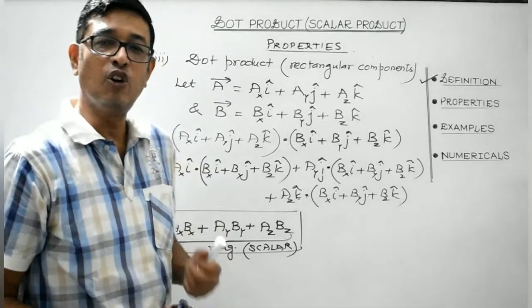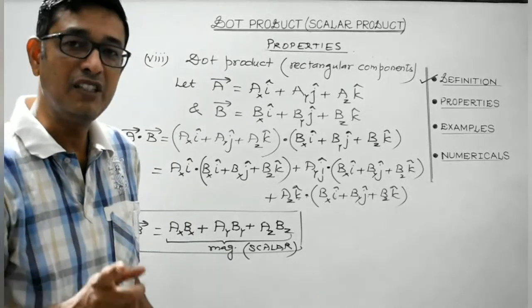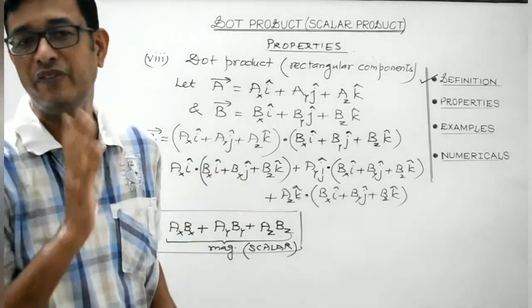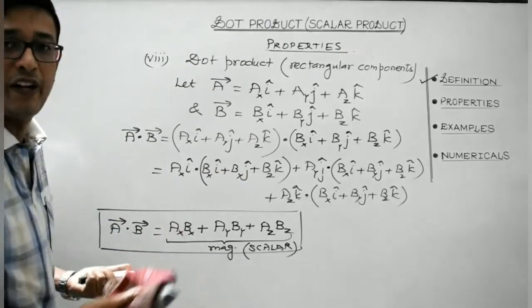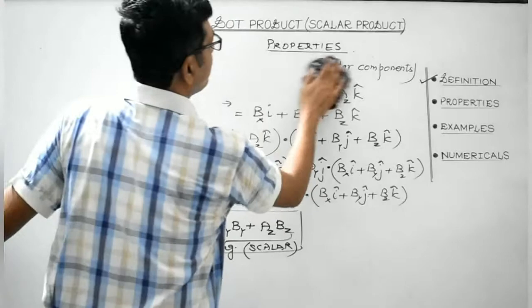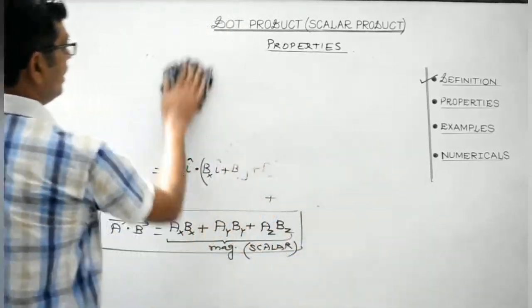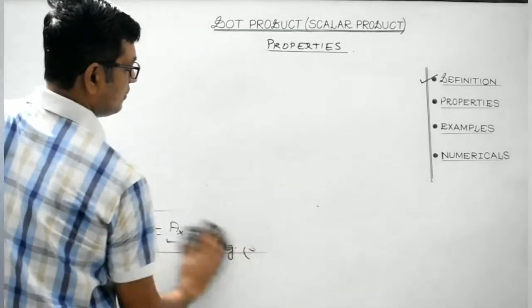Students, by using the concept of dot product or scalar or inner product, we can determine the angle between any two given vectors, right? So how to find out the angle between two given vectors? Let's do it. So suppose two vectors A vector and B vector are inclined at an angle theta.